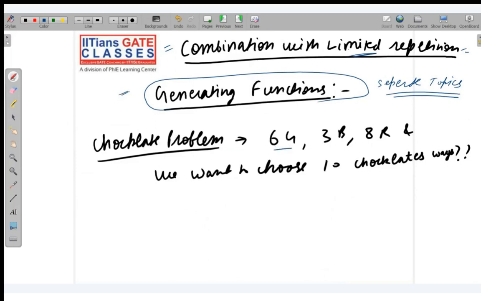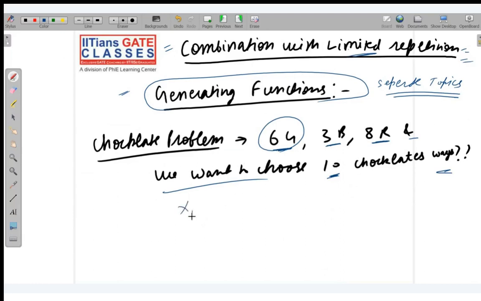So see, chocolate problem. So I will say 6 green chocolates, 3 blue chocolates, 8 red chocolates, and we want to choose 10 chocolates. How many ways? So this is the perfect example of combination with limited repetition. I cannot repeat green chocolates unlimited times. Why? Because only 6 green chocolates are available. Only 3 blue are available. Only 8 reds are available. And we want to choose 10 chocolates.